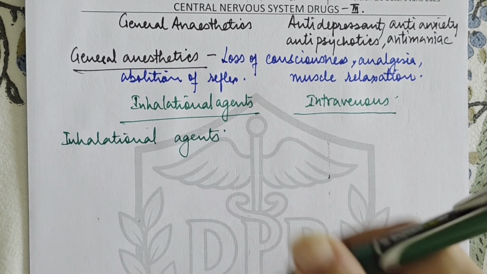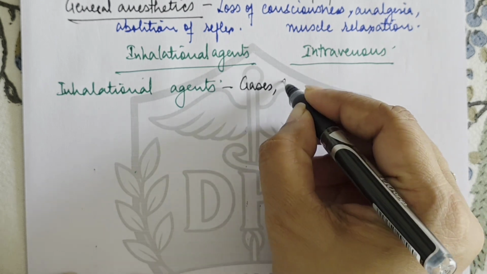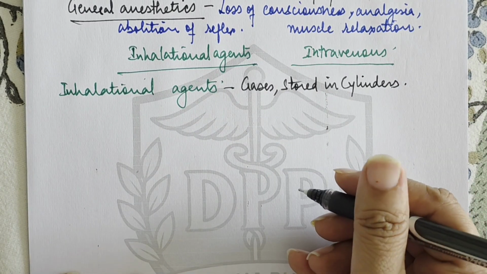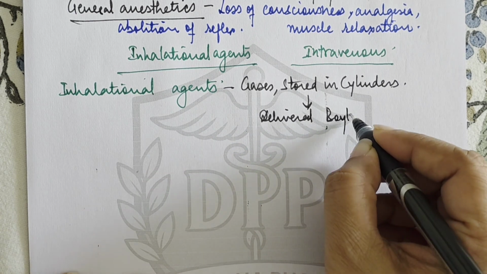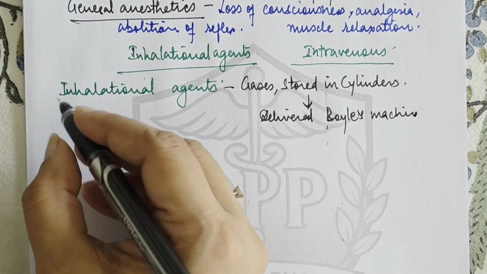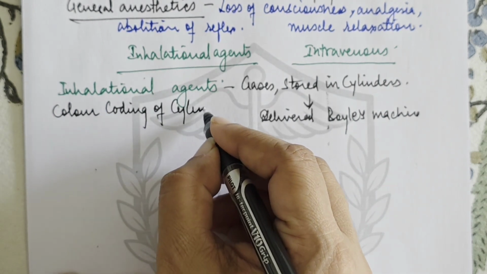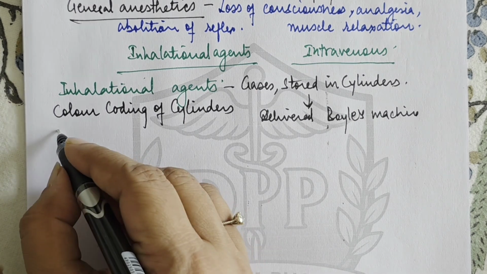First of all, let's understand what inhalational agents are. Now these agents are basically gases, and they are stored in cylinders, right? Because they have to be given by the inhalational route, they are gases stored in cylinders, and they are delivered to the patient through Boyle's machine. Now this color coding of cylinders is very important, because many questions are asked in which they ask which cylinder is which color. So this is very important.